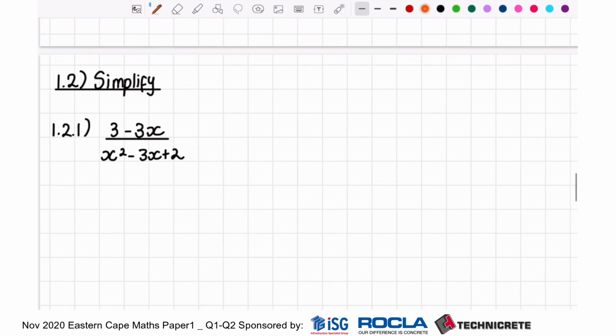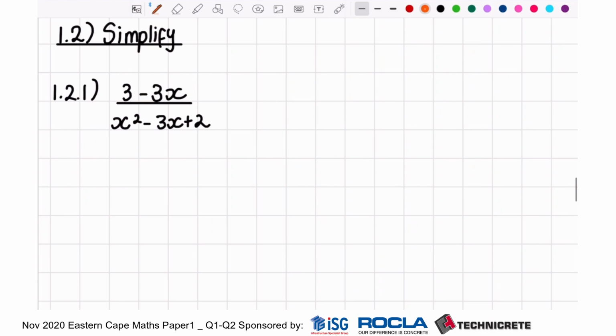Okay, then moving on to the second part. Now we're being asked to simplify these expressions. So again, I've got a fraction, and I'm going to start with simplifying at the top. So I can see that I've got a common 3 in both of these terms. So I can take out my 3, and the bracket that I'm left with is 1 minus x.